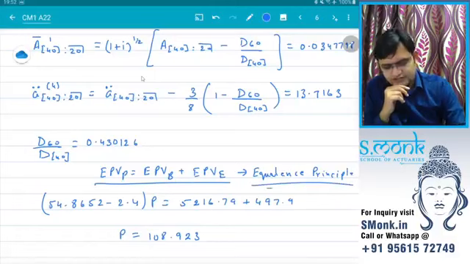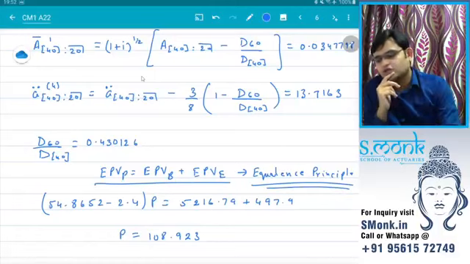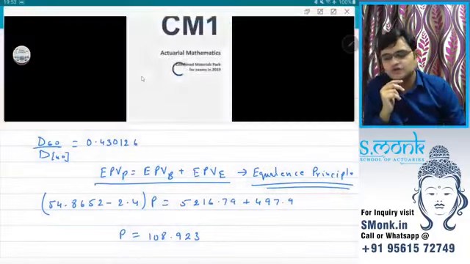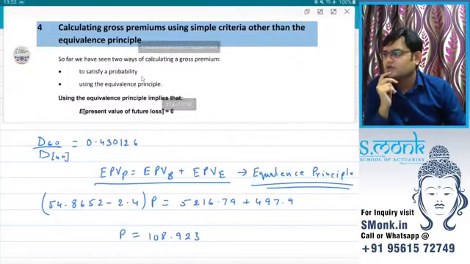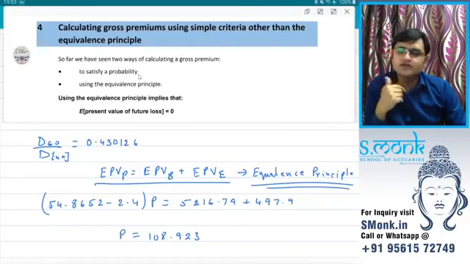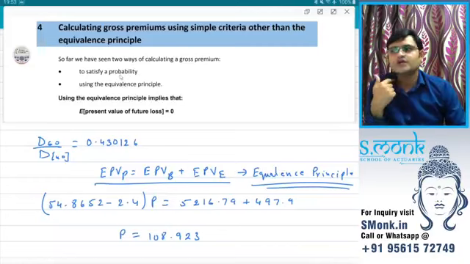Okay, this is called the equivalence principle. Now there are many other methods without using the equivalence principle as well. So far we have seen two ways of calculating gross premium to satisfy a probability. I'll talk about that later on because that is more difficult to understand, so I always do it later.